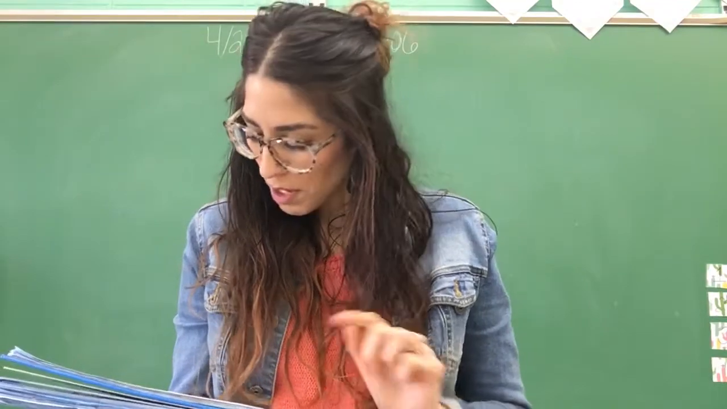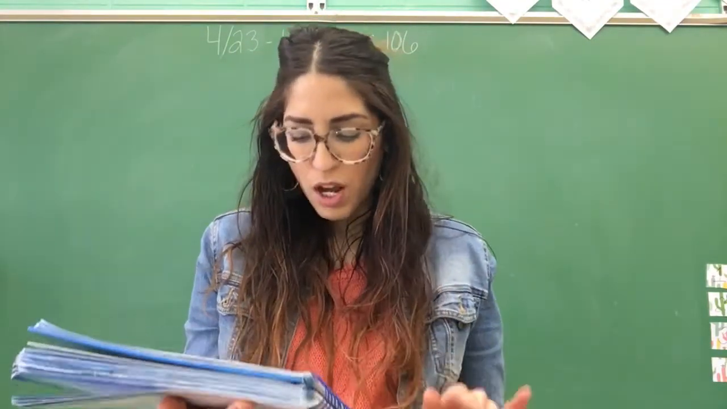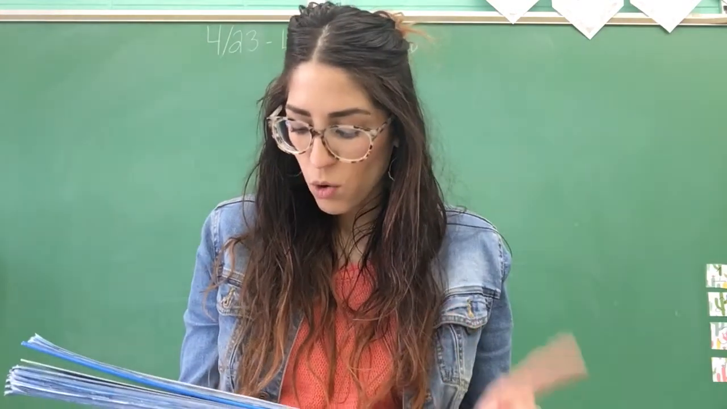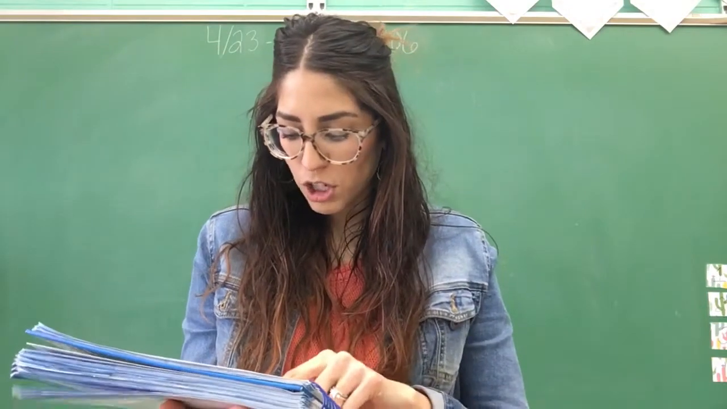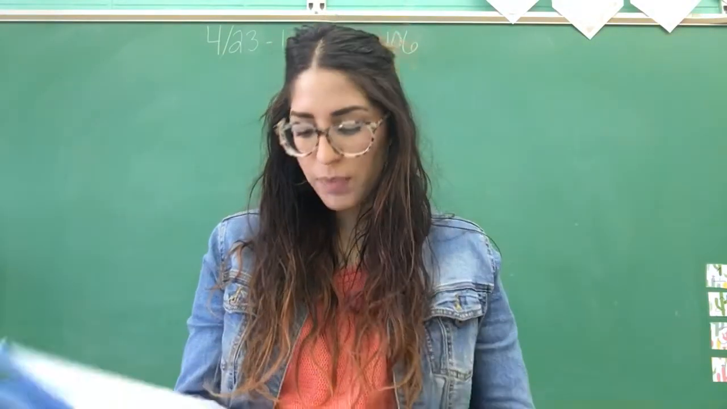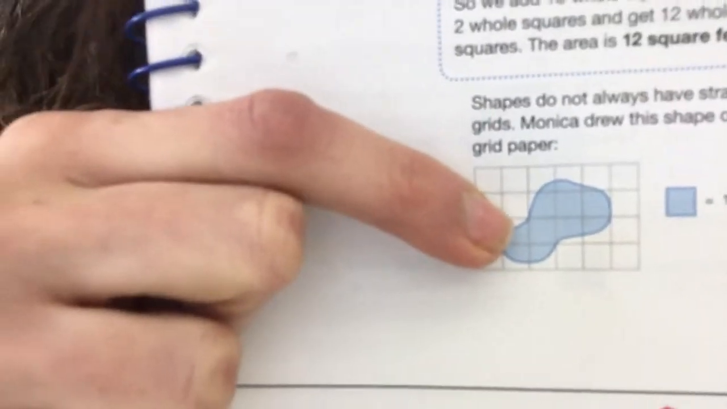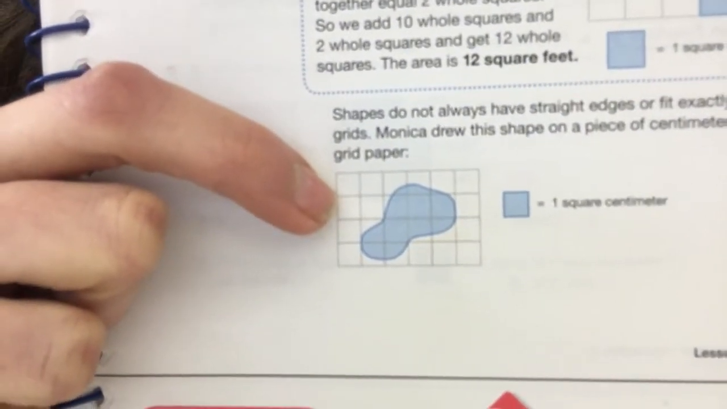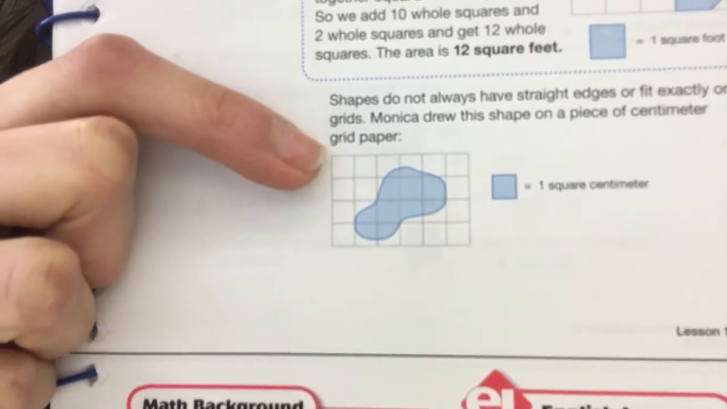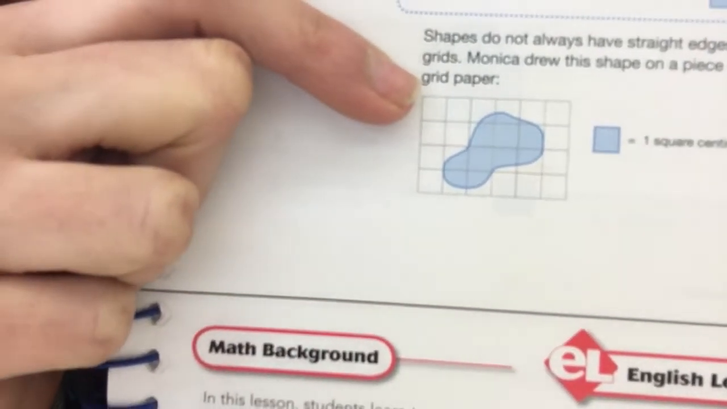So now what we're going to do is the shapes, right? The shapes do not always have straight edges or fit exactly onto grids. Monica drew this shape on a piece of centimeter grid paper. So if you see this, one of these equals 1 square centimeter, 1 full square. And if you see, how many full squares are there?